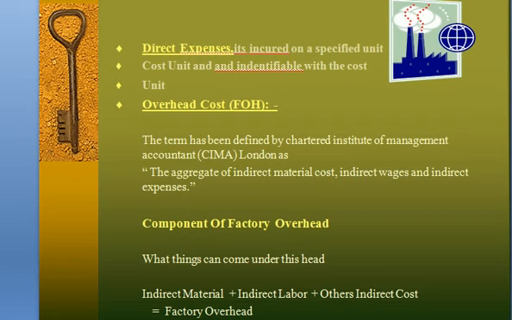In indirect expenses, examples are the rent we are paying: the rent of the office, rent of the manufacturing unit, insurance of the company, insurance of the machinery, light, power, electricity, depreciation, etc. So all these are the indirect expenses, the overhead, which is also called overhead expenses. The formula is: indirect material plus indirect labor plus indirect expenses is equal to factory overhead.